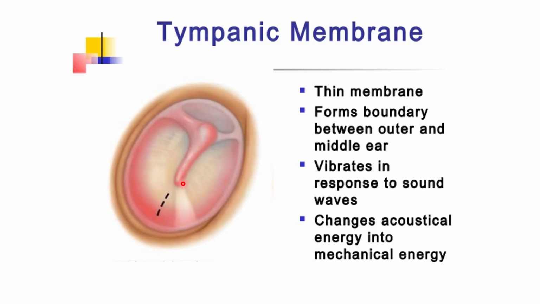This is because the handle of the malleus is attached to the inner surface of the tympanic membrane, towards the middle ear. So the handle is inside, and what we are looking at is from the outside, and we can just see the process and the handle leaving some impressions on the tympanic membrane, which we can see from the outer surface. And there is an upper flaccid part and a tense part of the tympanic membrane.